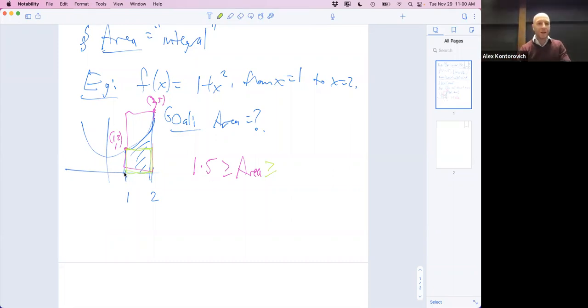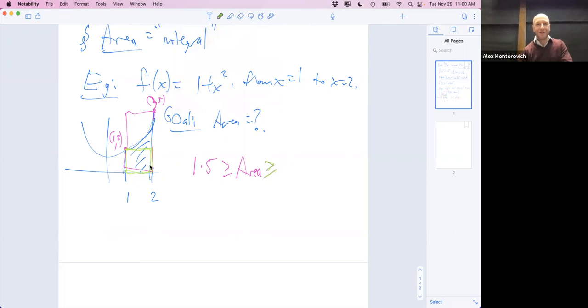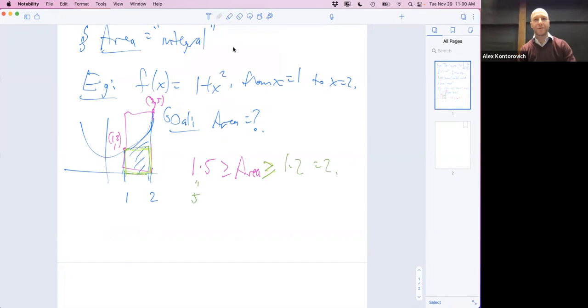So what's the area, width times height, of the little green rectangle? Is that too green? Can you see that? Let's make that a little darker. Yeah, exactly. It's 1 by 2. It's got a height of 2. So it's 1 by 2. Okay, so we've already sandwiched the area between 2 and 5. That's not very precise. Can we do better? All right, let's try to do better.